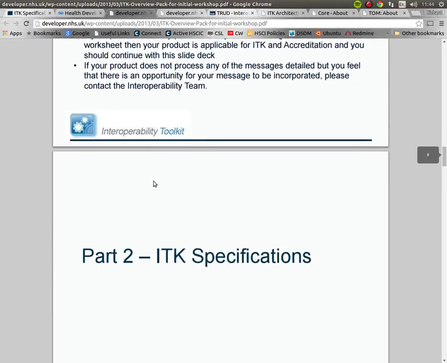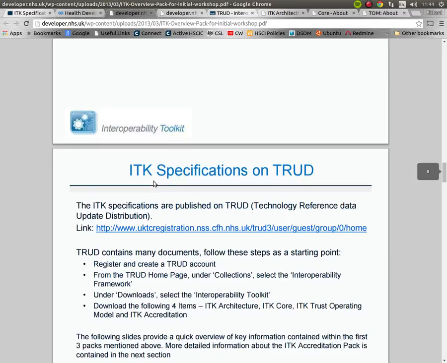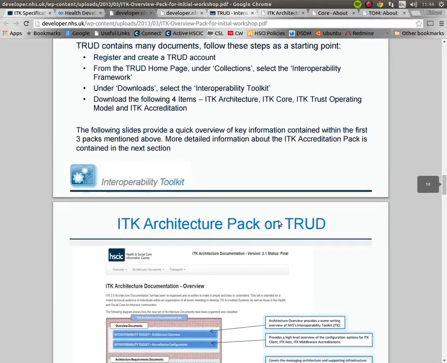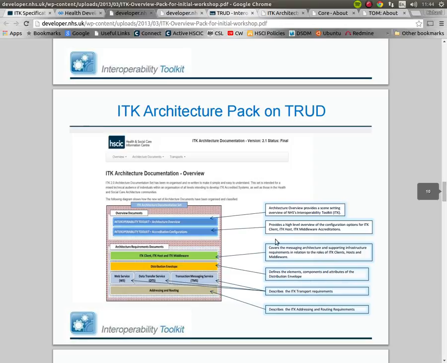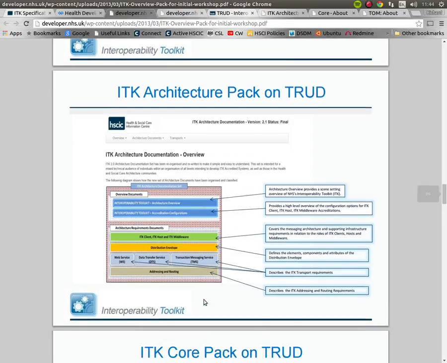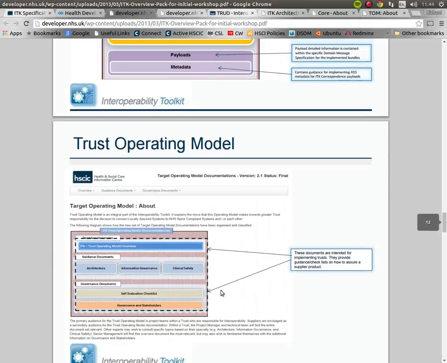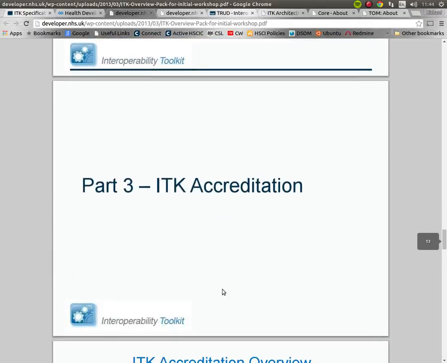So various different things in here, also some references around ITK and TRUD, similar sort of things to what I mentioned previously, slides which basically show you the various different components and how things fit together. Again, similar to what I've mentioned already around the core pack, trust operating model, and then jumping into ITK accreditation.